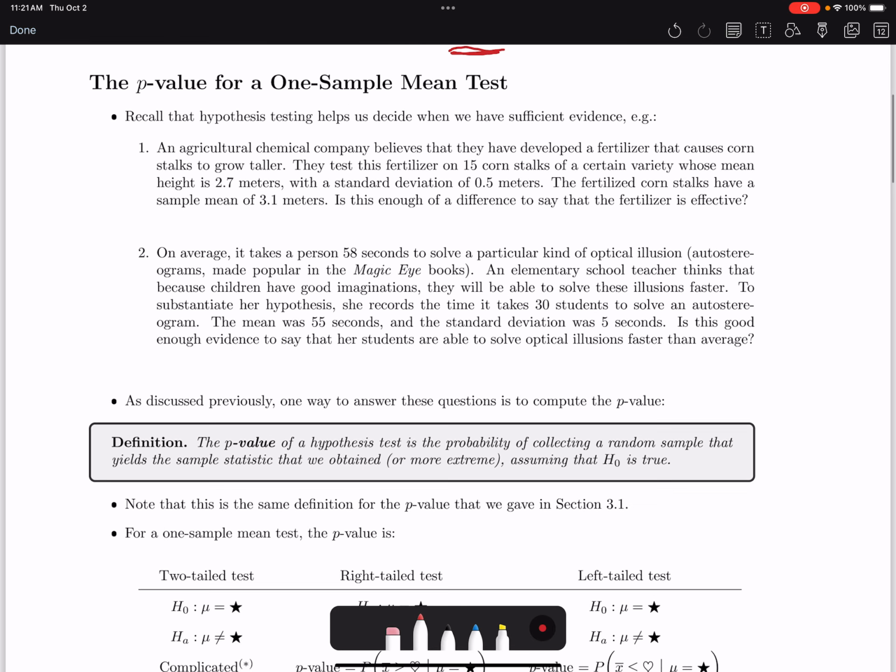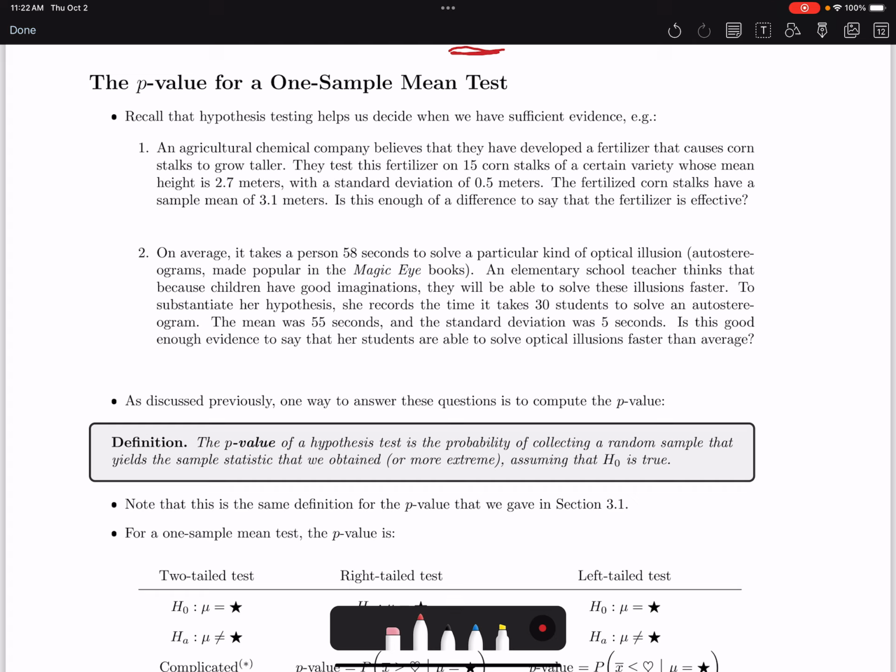Just to give us a little motivation, let's take a look at a couple examples. Number one says an agricultural company, or chemical company, believes that they have developed a fertilizer that causes corn stalks to grow taller. They test this fertilizer on 15 corn stalks of a certain variety whose mean height is 2.7 meters with a standard deviation of 0.5 meters. The fertilized corn stalks have a sample mean of 3.1 meters. Is this enough of a difference to say the fertilizer is effective?